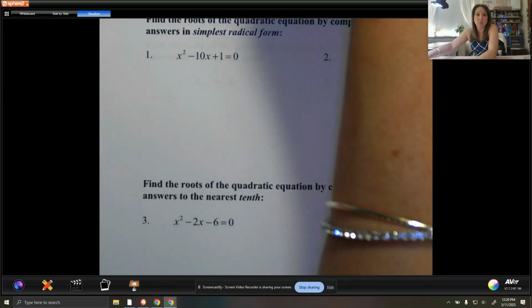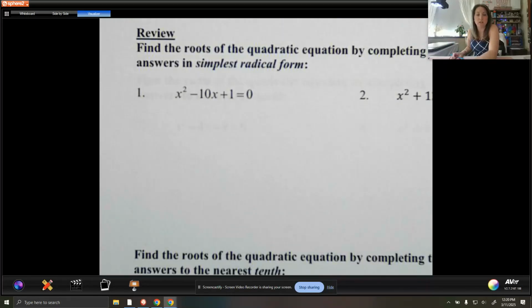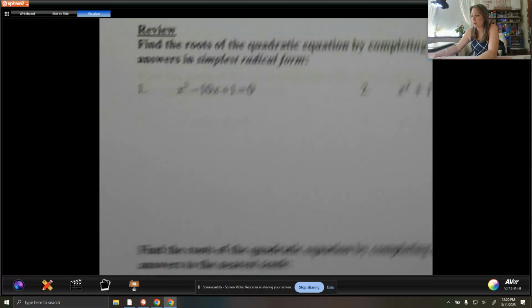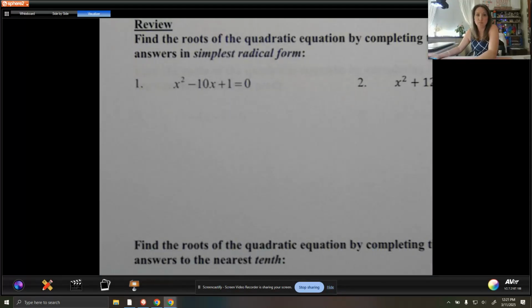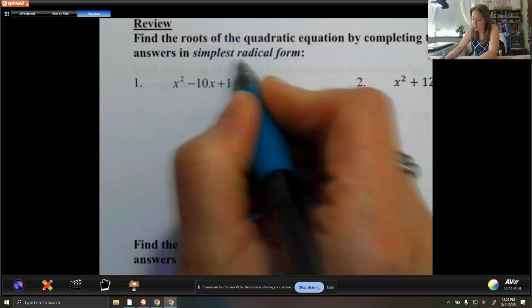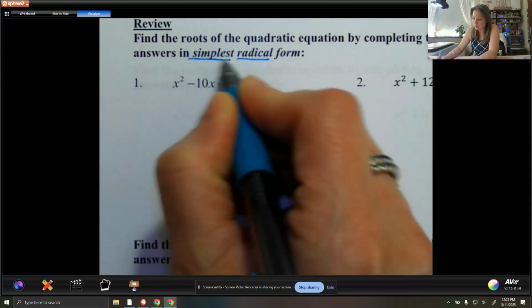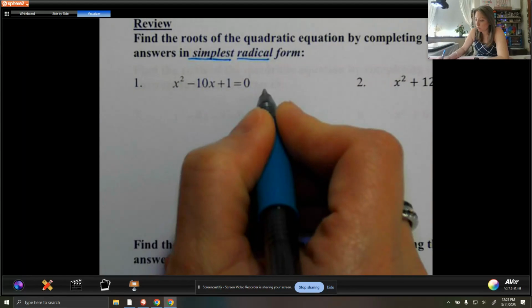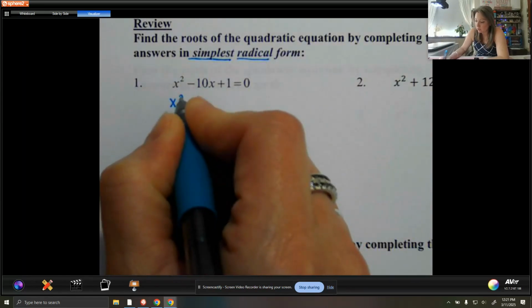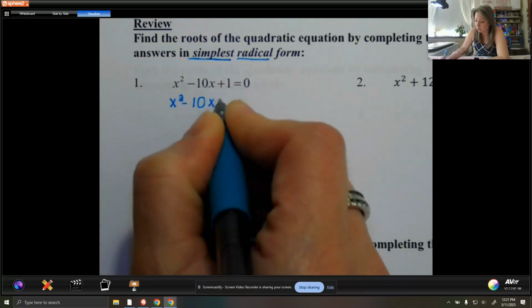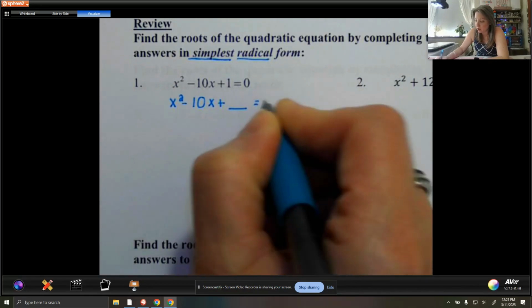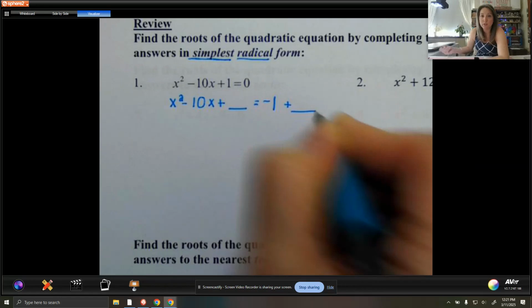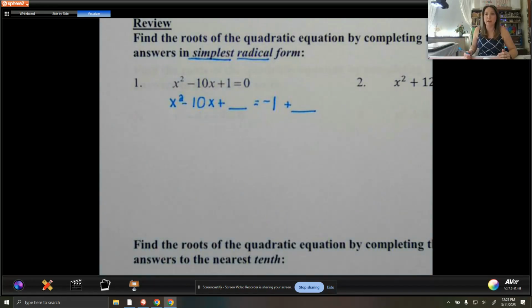So let's solve number 1, x squared minus 10x plus 1 equals 0 by the method of completing the square. And notice the directions in this section say we want simplest radical form as our final answer. So that's kind of giving us a clue we're probably not going to get an integer answer. Well, the first thing we need to do is subtract this 1 over to the other side of the equal sign. So you're going to see me not showing quite as many of my steps, even though I will say things like, I'm subtracting 1 from both sides of the equal sign. Notice what I did was just move that negative 1 to the other side because 0 minus 1 is negative 1.